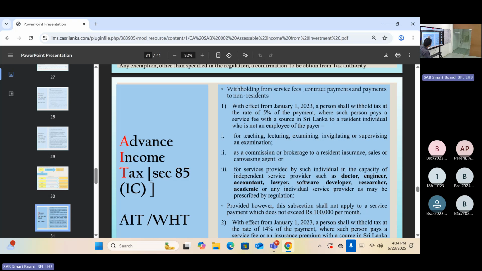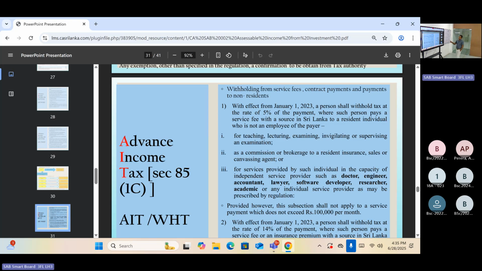What is the withholding tax application on service related payments? It says a person shall withhold tax at the rate of 5% of the payment, where such person pays a service fee with the source in Sri Lanka to a resident individual. If the service fee is more than 100,000 per month, then he is supposed to deduct tax at 5%. In service related payments, the withholding tax rate is 5% if the monthly payment is more than 100,000.